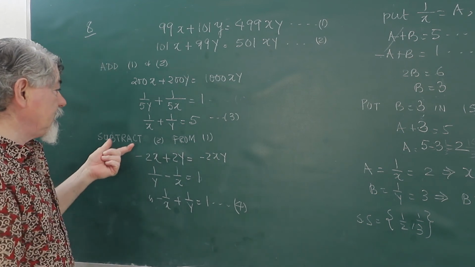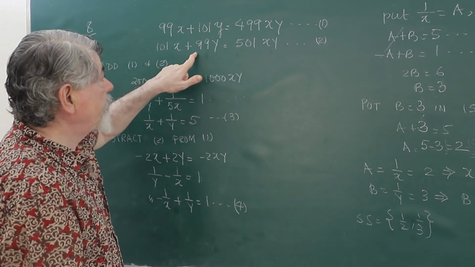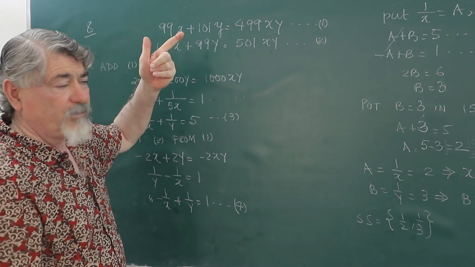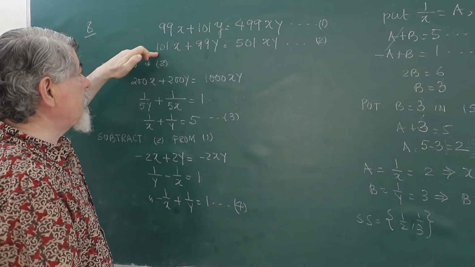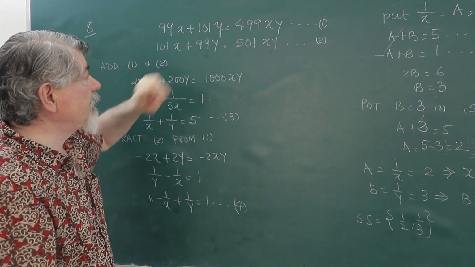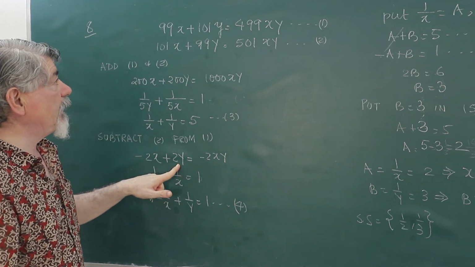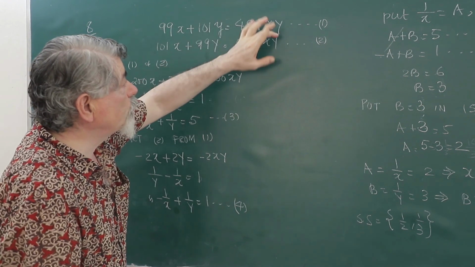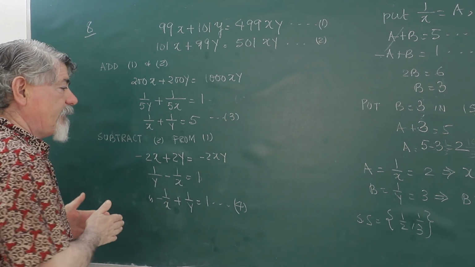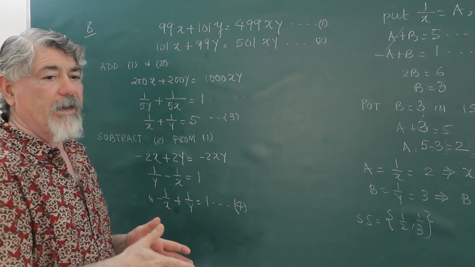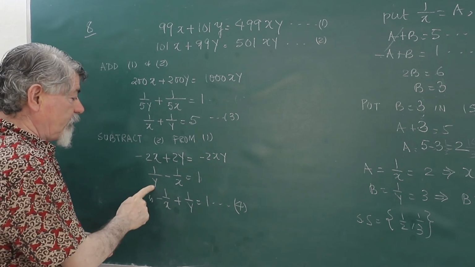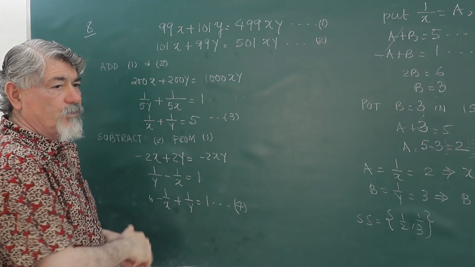Now I subtract 2 from 1. When I subtract, obviously, as the addition was the same, the subtraction will be the same also. 99 minus 101 will give you minus 2x. 101y minus 99y will give you plus 2y is equal to minus 2xy, because this is bigger, minus 2xy. I divide the left hand side and right hand side by minus 2xy. When I divide it by minus 2xy, I get 1 upon y minus 1 upon x is equal to 1.